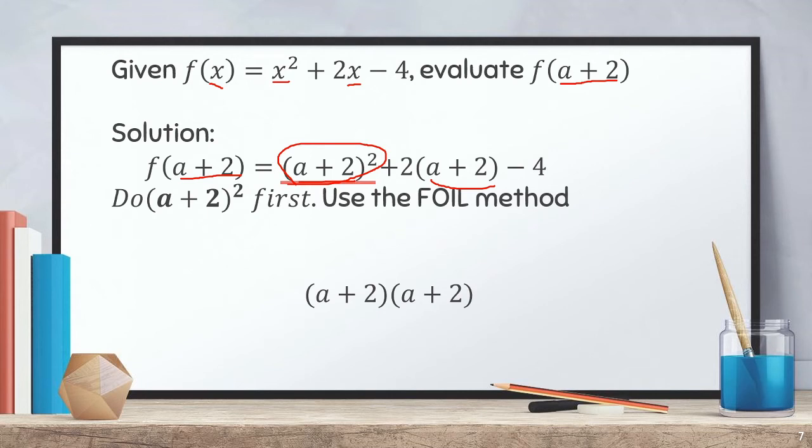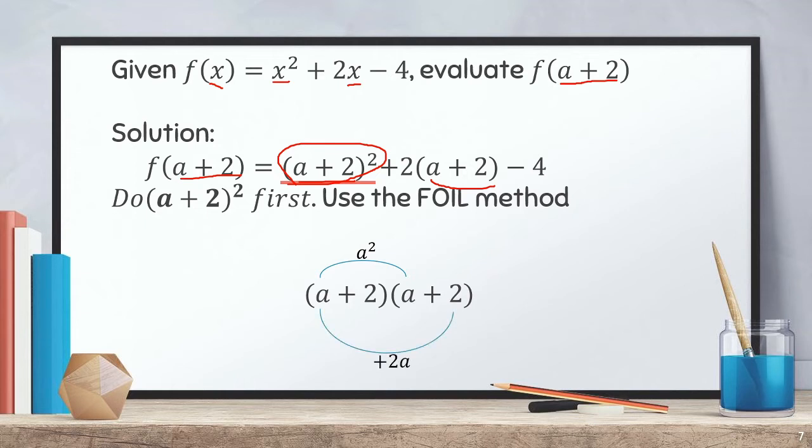So we have a plus 2 squared. That is equivalent to a plus 2 multiplied to a plus 2. Just like 3 squared. 3 squared is 3 times 3, which is equivalent to 9. So in here, in our equation, it is a plus 2 squared. So we have to multiply a plus 2 by itself. So a plus 2 times a plus 2. So we're going to use the FOIL method. First, F. They are the first terms. A times a equals a squared. And then O, outer.